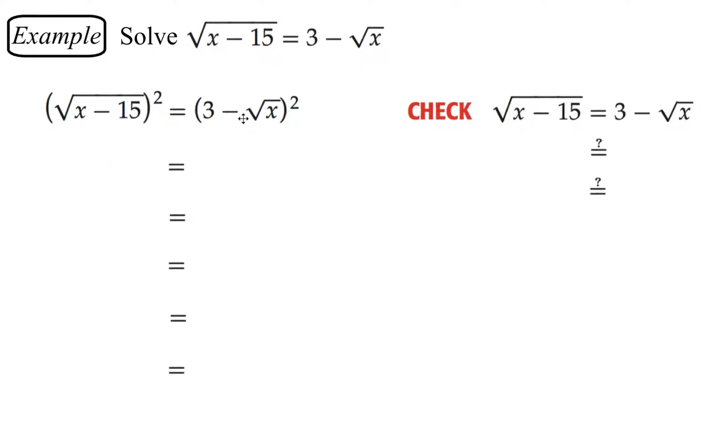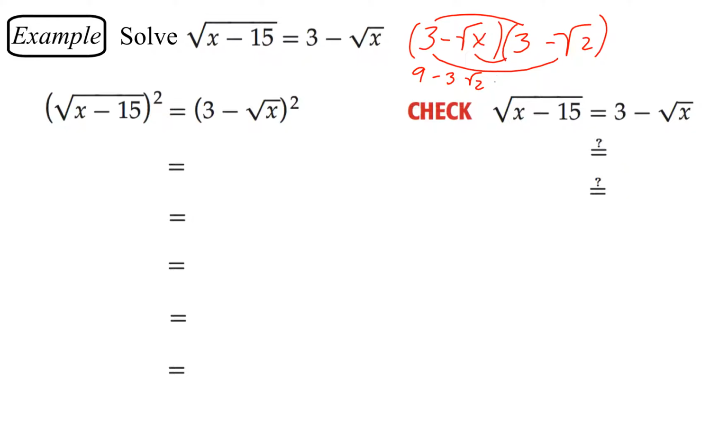Now remember, when we square a binomial, on the left we just have a radical to square, and when we square it, it gets rid of the square root. But on the right hand side we have a binomial. So we have 3 minus the square root of x multiplied by 3 minus the square root of x. That's what it means to square something. So remember, your first terms are going to give you 9. Your outside term will give you minus 3 square roots of x. Your inside will give you the same, minus 3 square roots of x. And then your last terms here, minus times a minus is a plus.